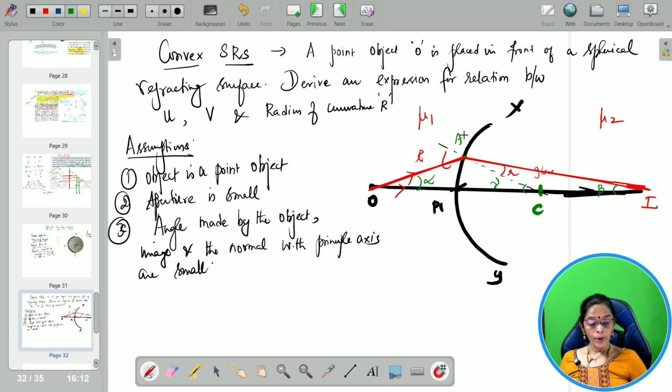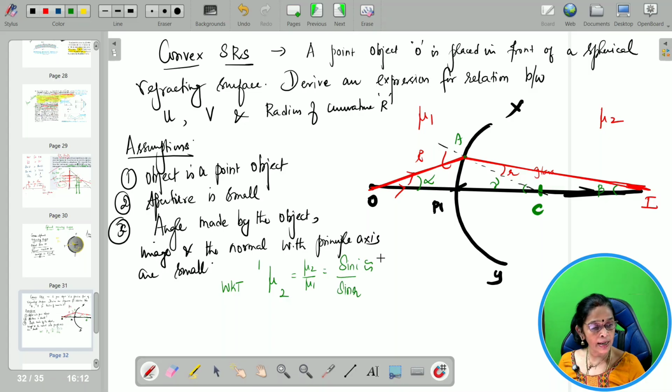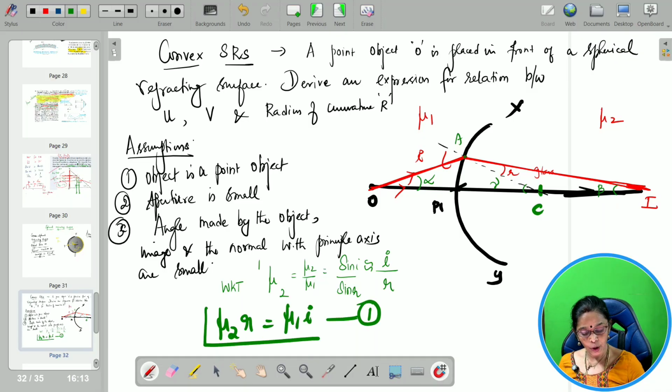So now we know that the ray of light is travelling from mu1 to mu2. Since it is mu1 to 2, which can be written as mu2 divided by mu1, which is equal to sin I divided by sin R. For small angles, this can be written as angle I by R. Now cross multiplying, mu2 into R is equal to mu1 into I. Equation number 1. Put a box.